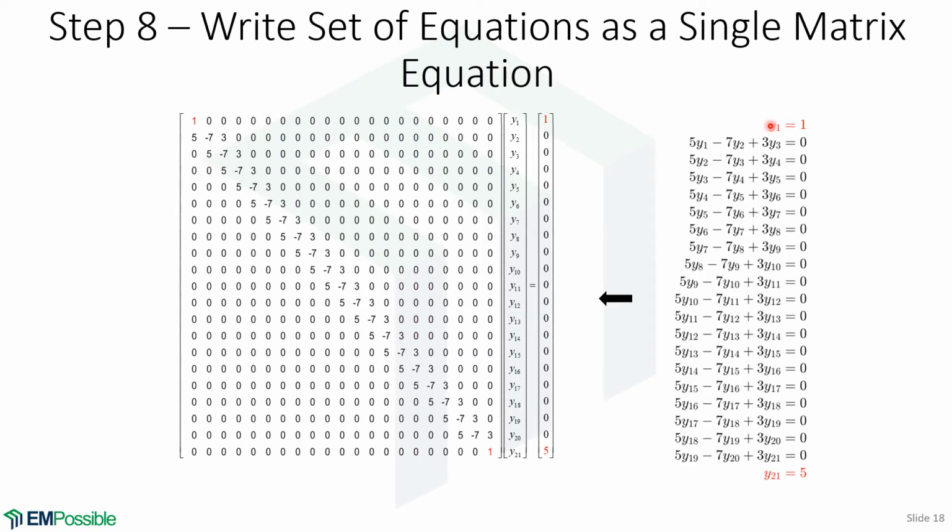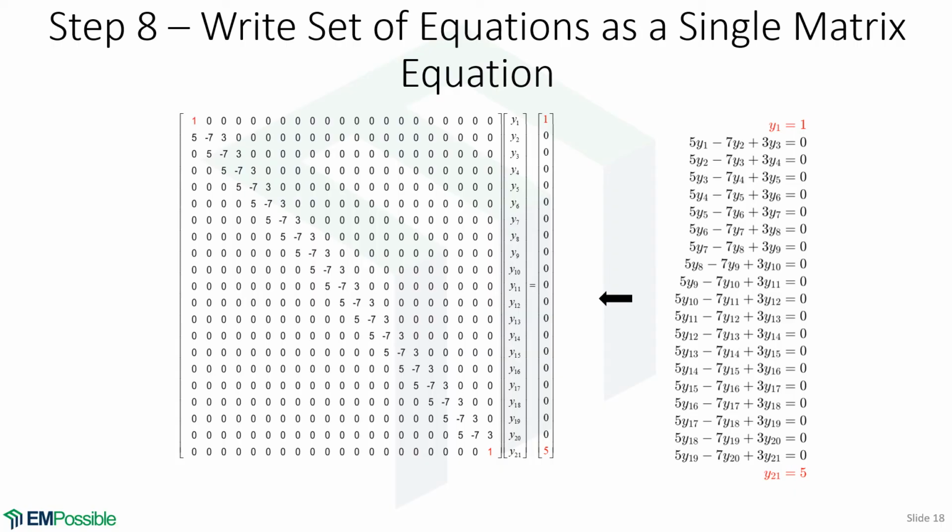Let's take this first equation, y1. Remember, each column is referencing a different y. So the first column is referencing y1, the second column y2, y3, y4, and so on. In this first row, we have all zeros except the one in the first position. So that's simply multiplying y1 and everything else gets zeroed out and isn't accounted for. So on the left, we just have y1 equals 1.